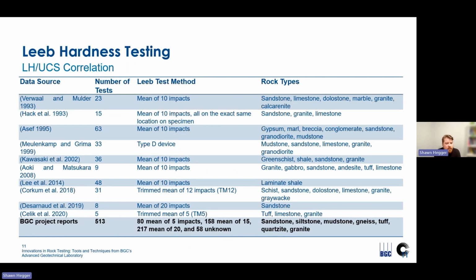So BGC and Dalhousie University host a Leeb hardness and UCS database of over 790 tests that have been compiled from external studies as well as our internal testing. So our lab provides Leeb hardness measurements on all of our direct shear and UCS and triaxial reports, which has resulted in 65% of this data being collected here at the BGC lab. This comprehensive database has allowed us to conduct statistical analysis and correlation modeling for rock strength estimation.